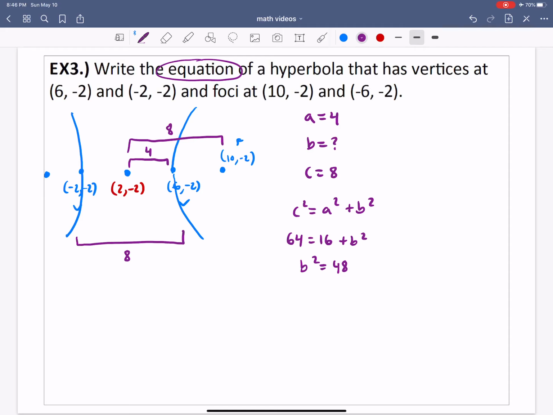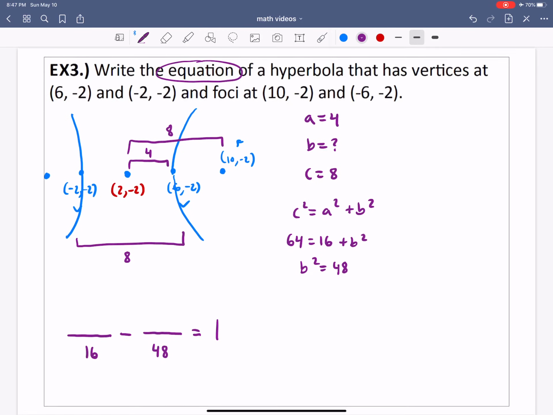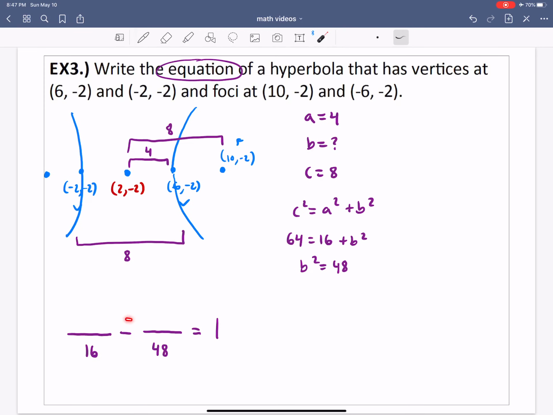Okay? So right now, here's what I know. I know that my first numerator is going to be a squared, which in this case is 16. I know my second denominator is going to be b squared, which is 48. I know it's going to equal 1, and I know it's going to be subtraction. Okay? So now here's what we've got to do.